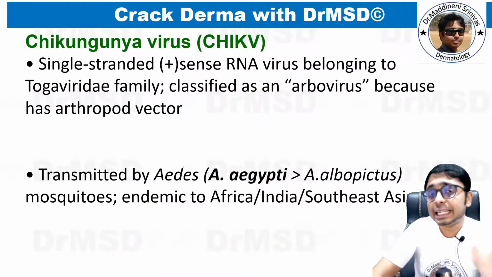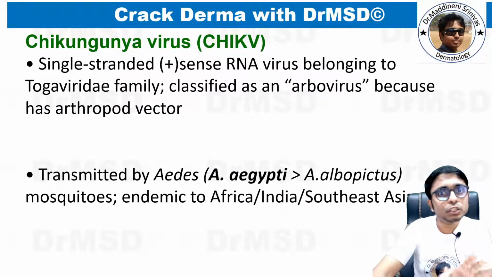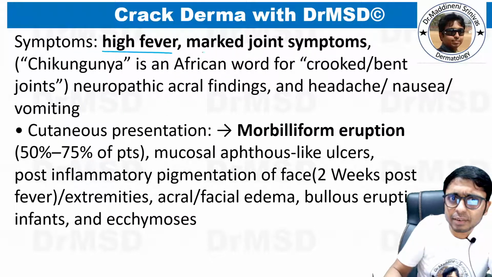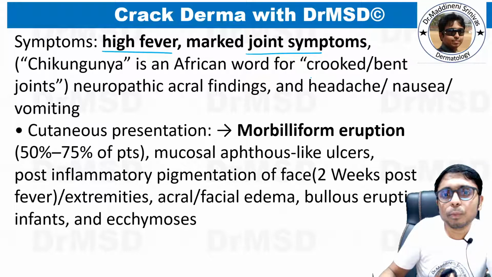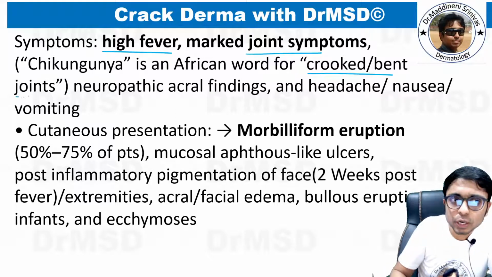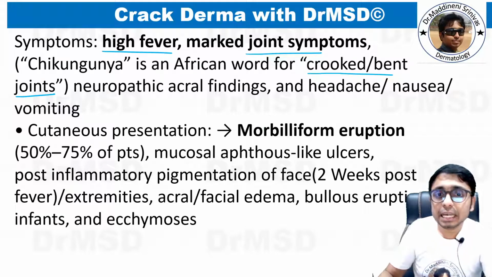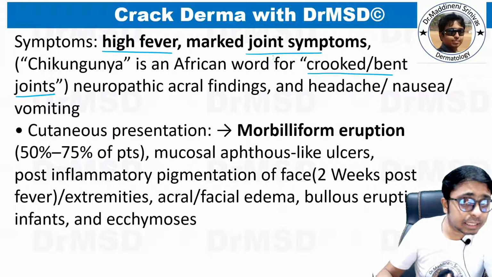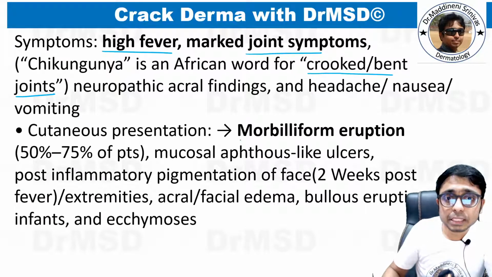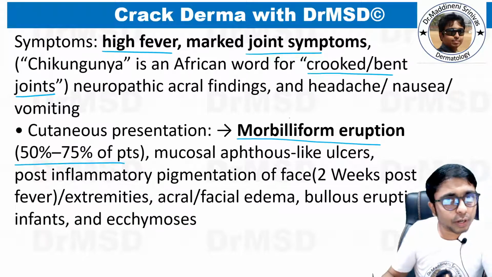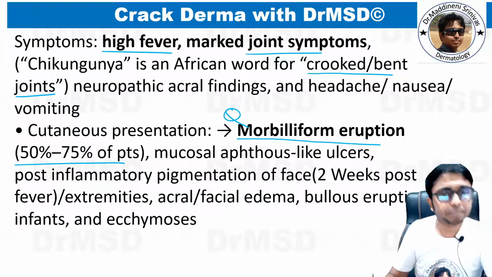It was observed that patients who had chikungunya initially have high fever and joint pains, no doubt, and I hope all of you know that crooked or bent joints is the other name for chikungunya. But the point which you must know is that in the skin lesions, the patients are going to present with morbilliform eruption. Almost 50 to 75% are going to develop morbilliform eruption.